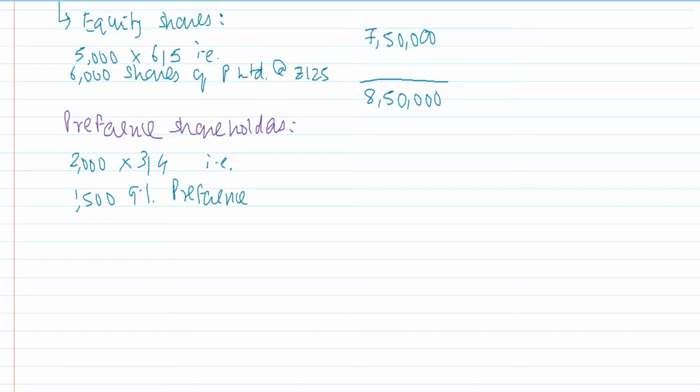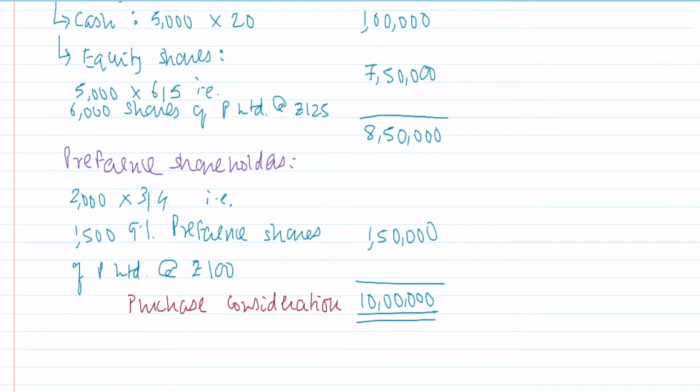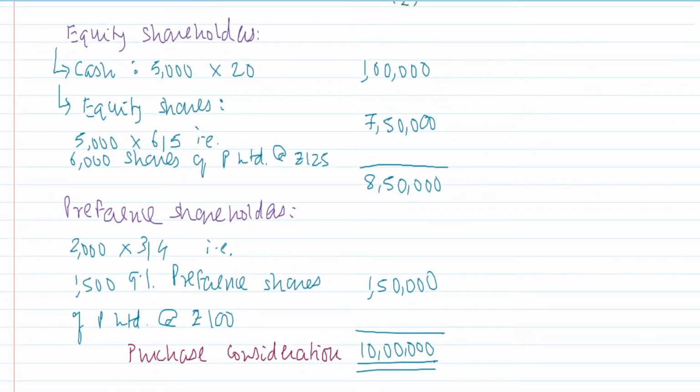So 1,500 9% preference shares of P Limited at the rate rupees 100. So we are giving them preference shares worth 1,50,000. 8,50,000 plus 1,50,000 is turning out to be 10 lakhs. So 10 lakhs is our purchase consideration. Whatever you are paying to the equity shareholders and preference shareholders, that becomes a part of the purchase consideration.